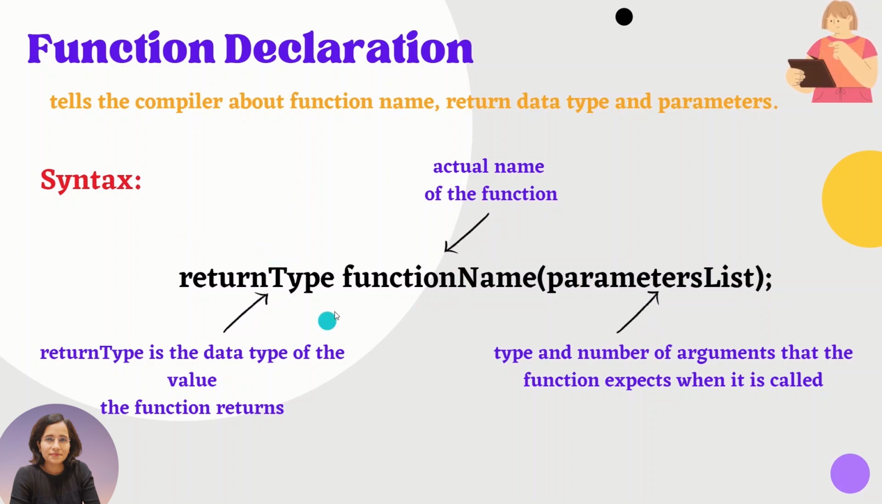So we should mention the return type of the function, what type of value the function is returning to the main program. Then we have to mention the function name. It is an identifier. This is the actual name of the function. Then in the brackets, you should mention the parameter list. In the parameter list, we mention the data type and the number of arguments that we are going to pass to this function. So in the function declaration, there are three things you should mention. One is return type, the next is function name, and the parameter list.